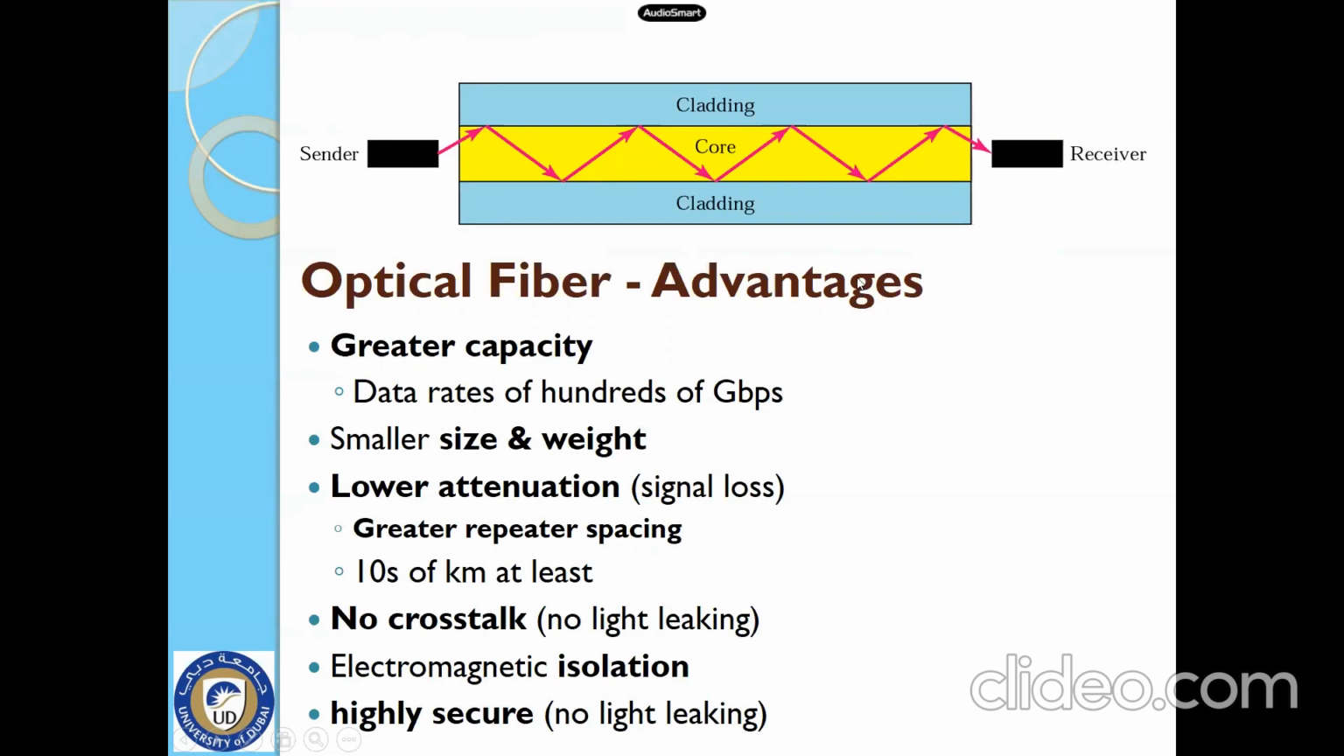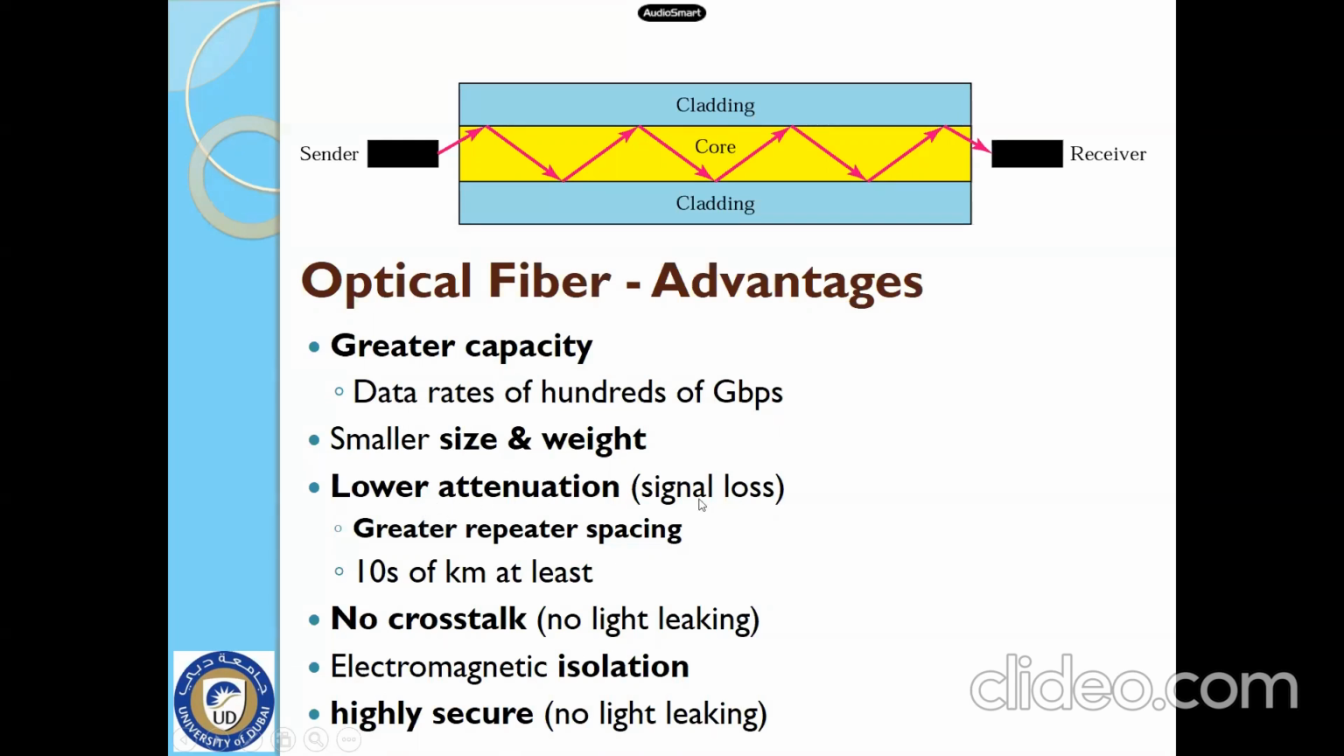Now, what are the advantages of fiber optics? Greater capacity. By capacity here, it's going to be speed. So data rates of hundreds of gigabit per second. And you have seen nowadays, when somebody brags that he connected to a fiber, he got a fiber cable and so on, he will get a higher speed, better quality. And smaller size and weight when compared to the copper wire, because that is copper, so it's metal. So here is the smaller size and weight, and lower attenuation, signal loss.